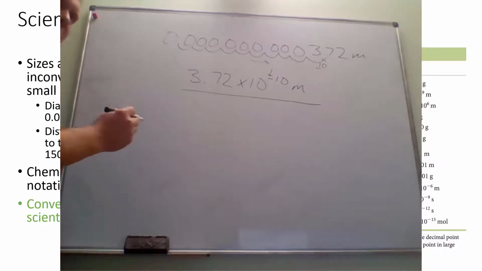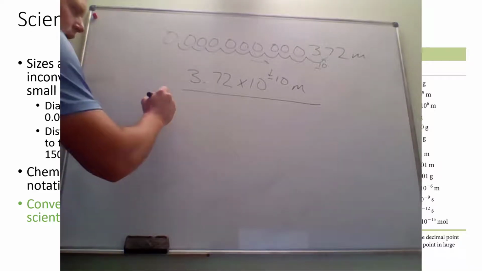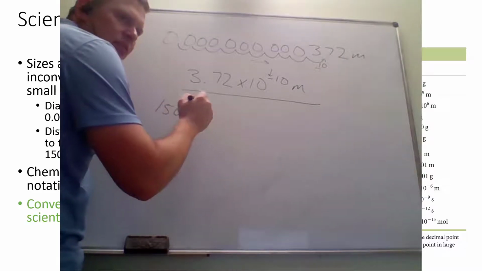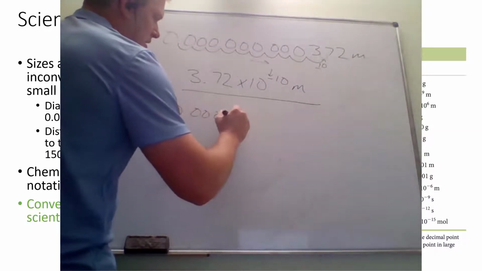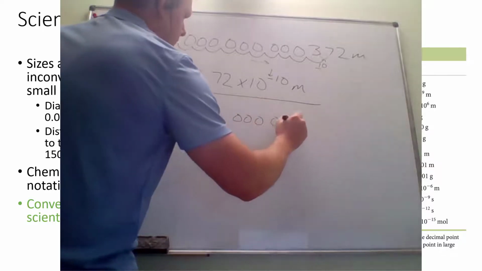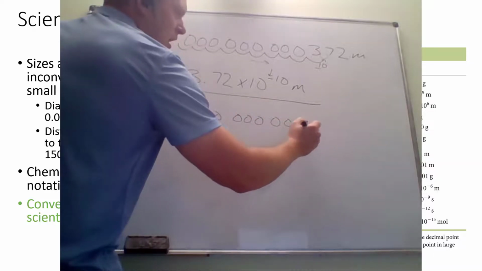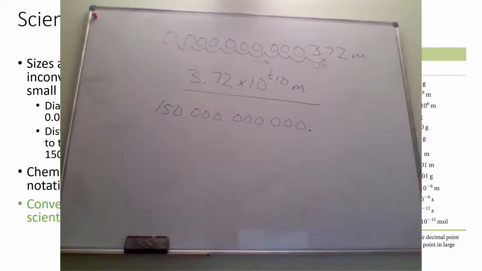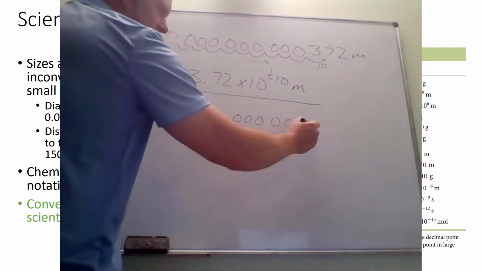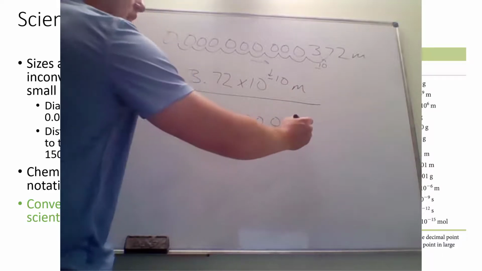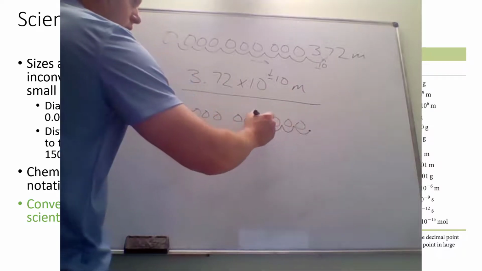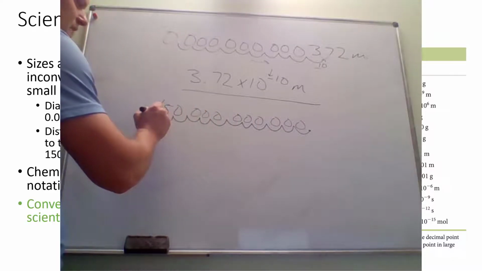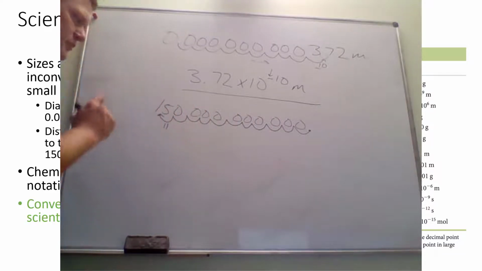Okay, if we take a look at our distance of the Earth to the Sun, we have 150, and then we have three sets of 000s. Not written here is the decimal place, which comes right after the ones place. For this, again, we're going to move that decimal place, but this time we're going to move it to the left. So 1, 2, 3, 4, 5, 6, 7, 8, 9, 10, 11. Okay, we've moved it 11 spaces.